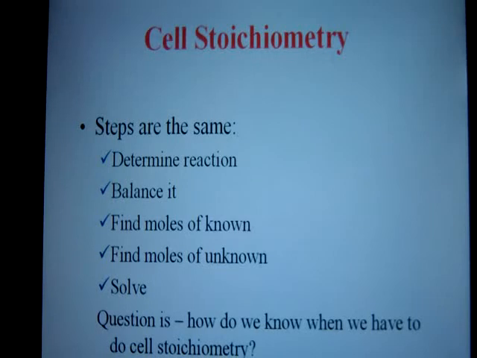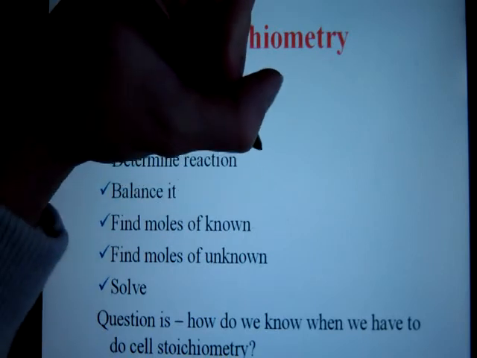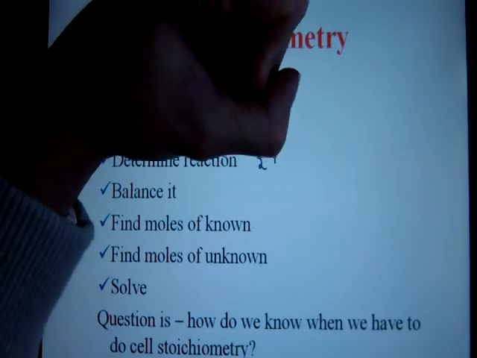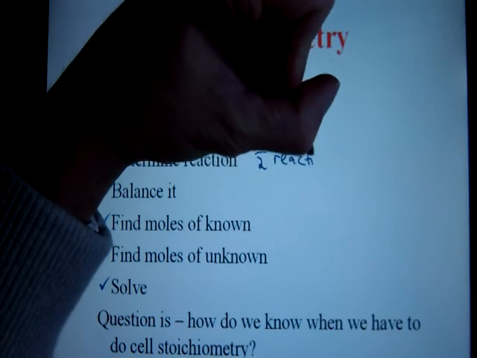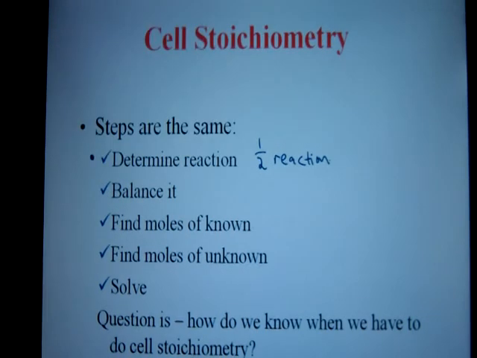Cell stoichiometry is much like any other kind of stoichiometry. The difference is, one, the units involved, and two, how you're going to get your reaction. The nicest thing about this stoichiometry is the reaction part. There's no balancing involved because it is just simply a single half reaction. And we'll see what I mean by that just in a minute. Other than that, it's the same.